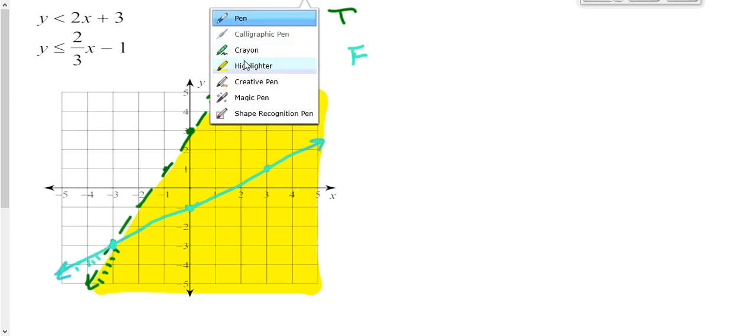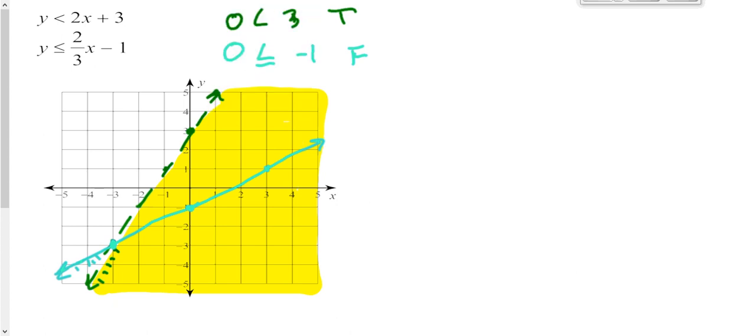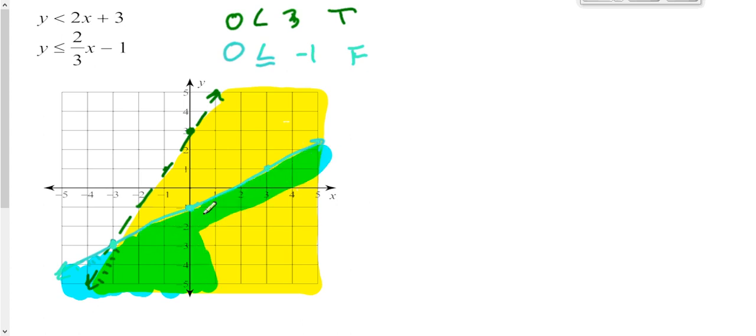Where the two shadings overlap would be our solution set. So where our colors are changing from yellow and blue into green is our solution set. Granted, even down here would still be the answers, continuing on forever in this direction. And that's graphing systems.